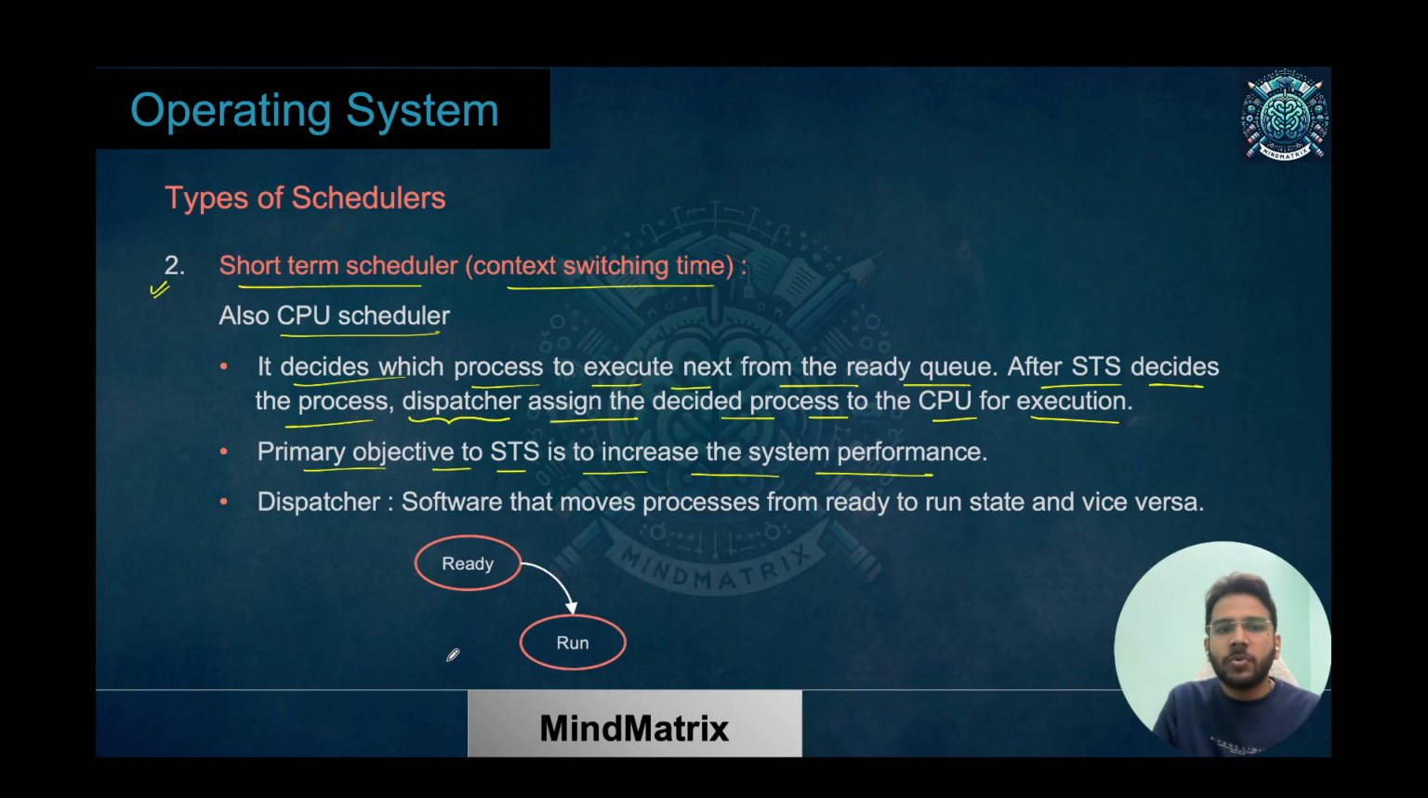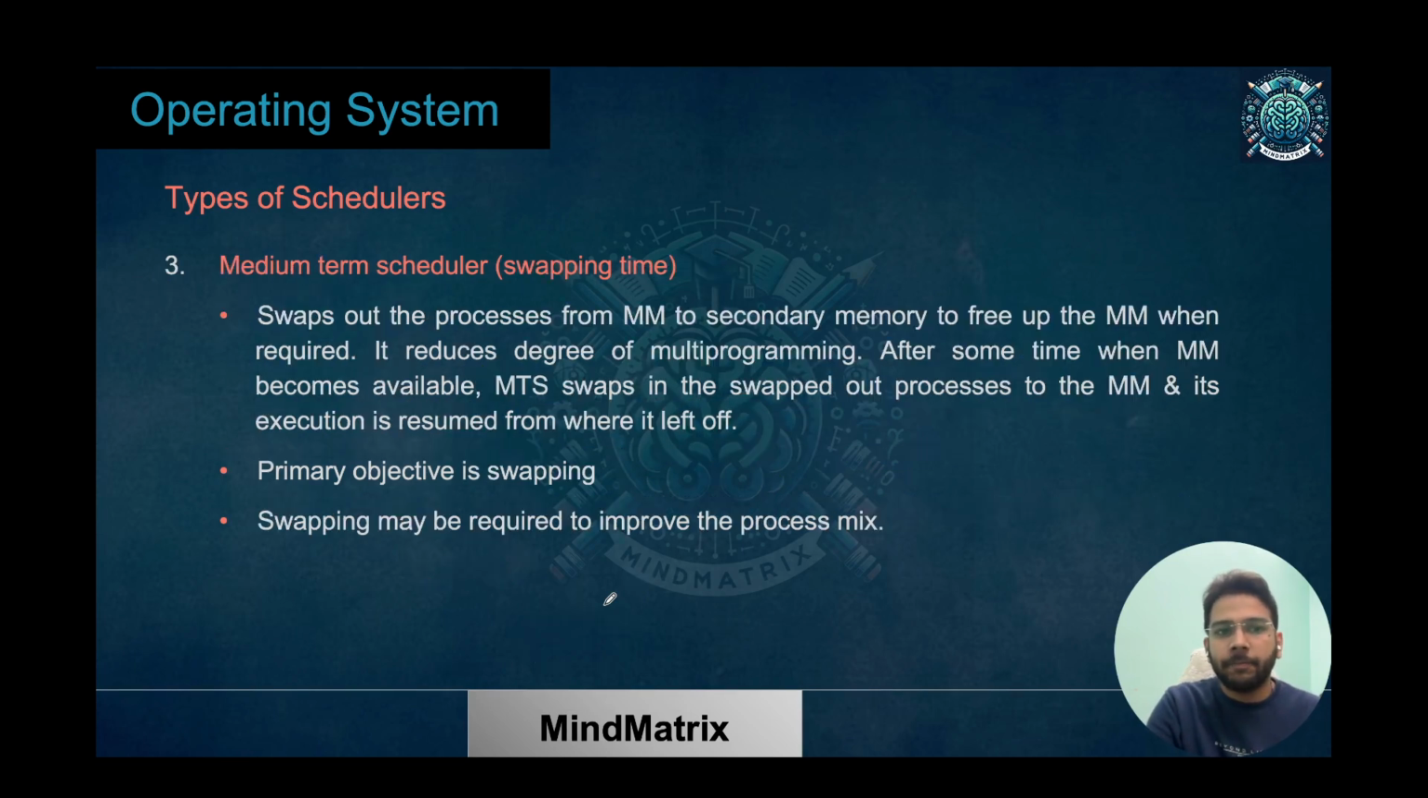So all these factors will be included while deciding the process to be executed next. Clear? Because it impacts the system performance. Dispatcher is a software that moves processes from ready to run state and vice versa. So it is going to do that. Clear? From ready to run state, it is going to shift the process. That is the responsibility of the dispatcher.